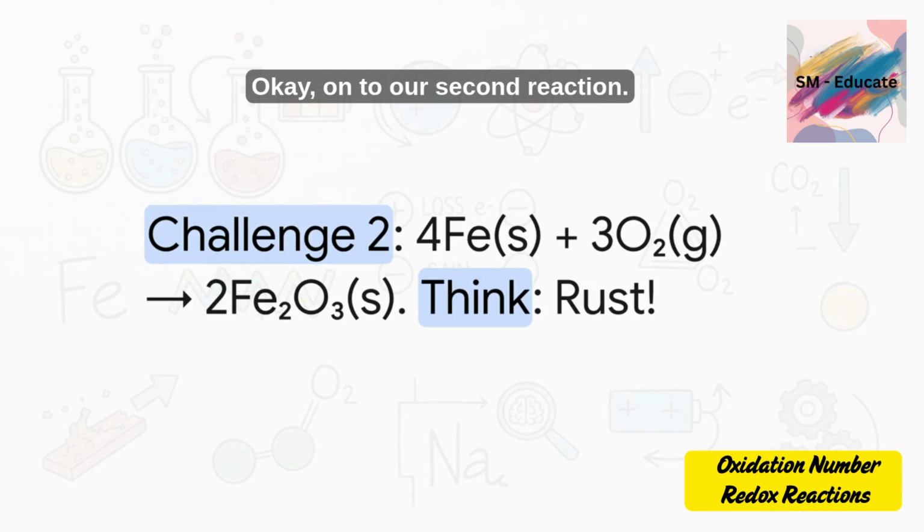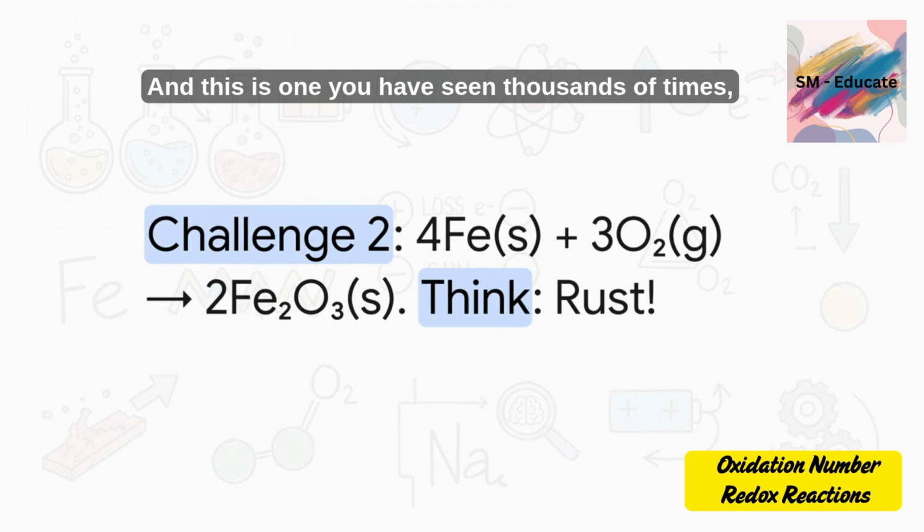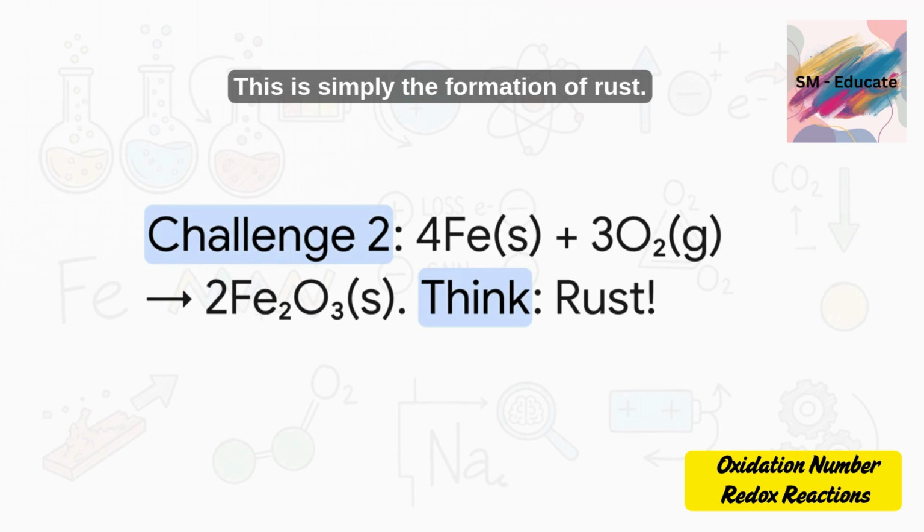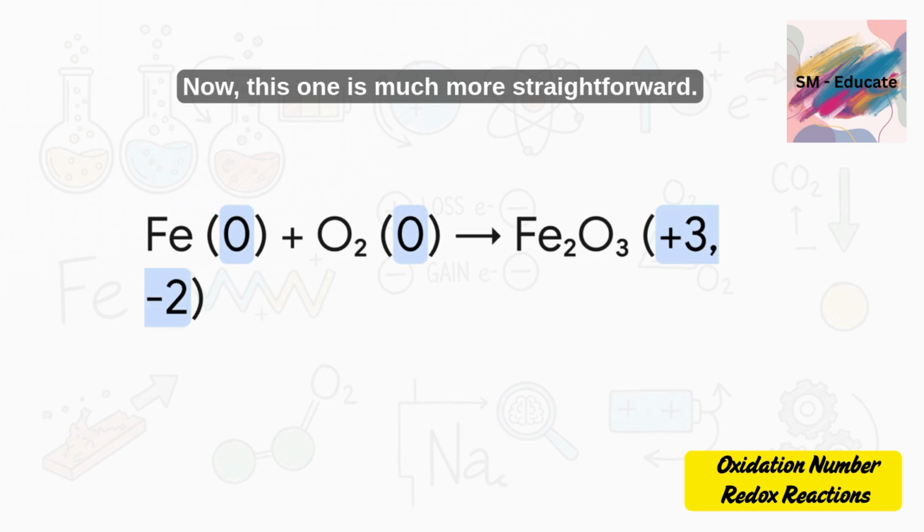Okay, on to our second reaction. And this is one you have seen thousands of times, probably without even thinking about the chemistry. This is simply the formation of rust. Now, this one is much more straightforward. Iron and oxygen both start out as pure elements, so their oxidation numbers are 0. Done. Now let's look at the product, iron(III) oxide.